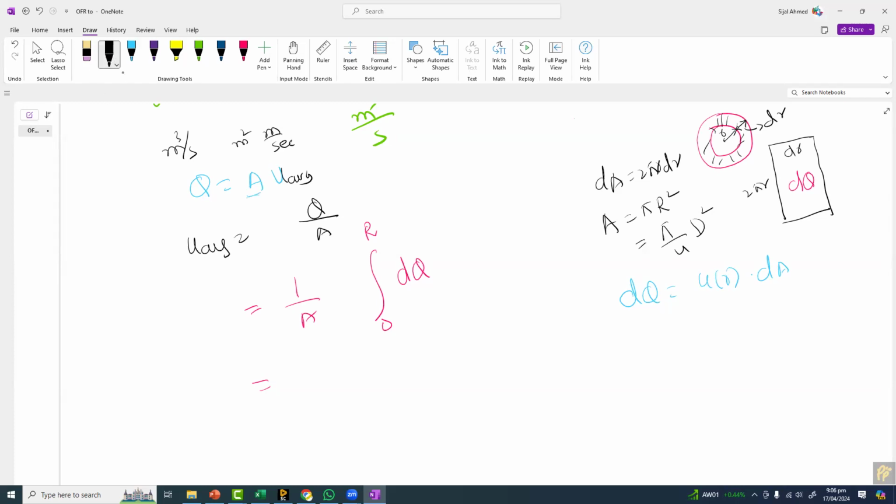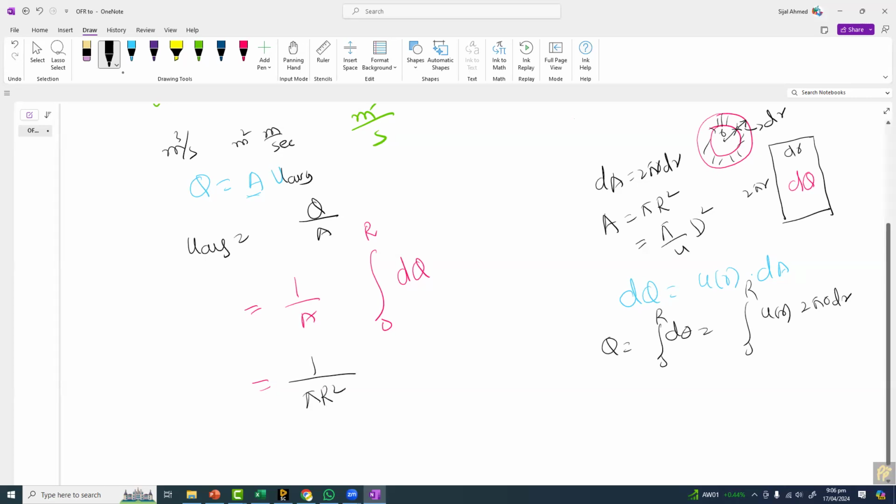So if I want to find out Q, Q will be equal to the integration from 0 to R of dq. This is equal to the integral from 0 to R of u(r) times dA, where dA is 2 pi r dr. Clear? So now I can find this U average by this formula. We have the area of the whole pipe, pi R square, and the integral from 0 to R of u(r) into 2 pi r dr.